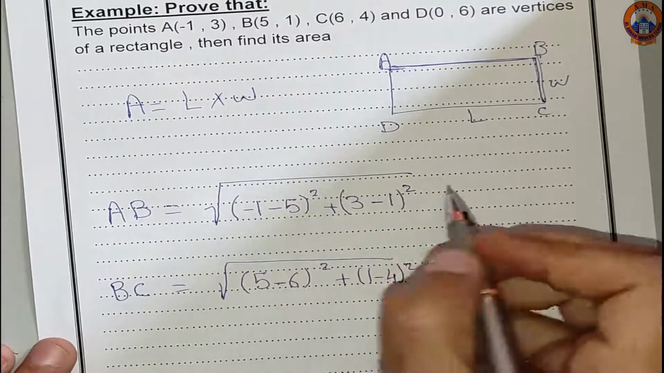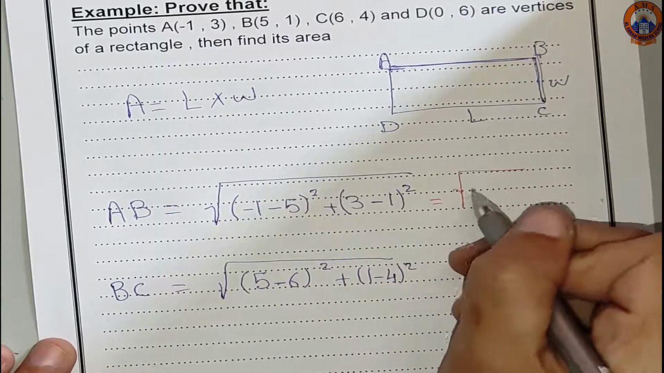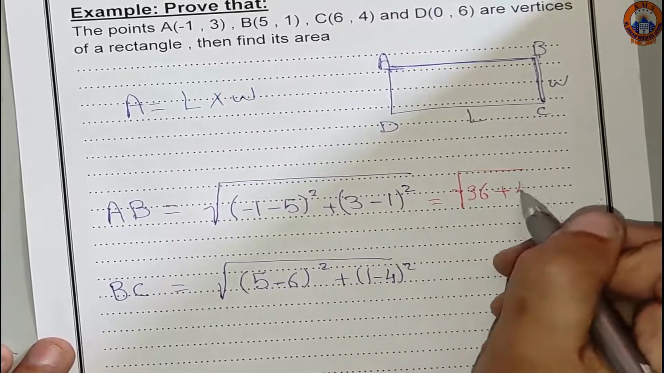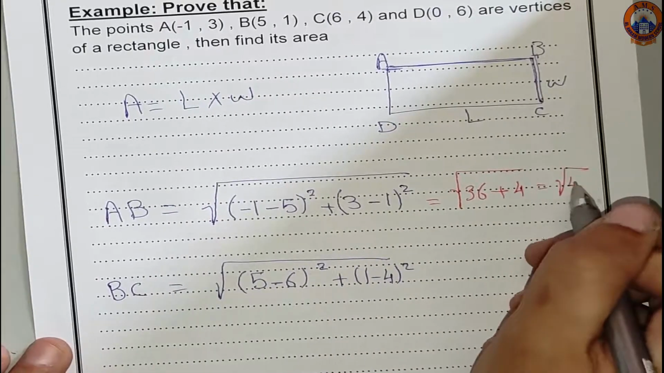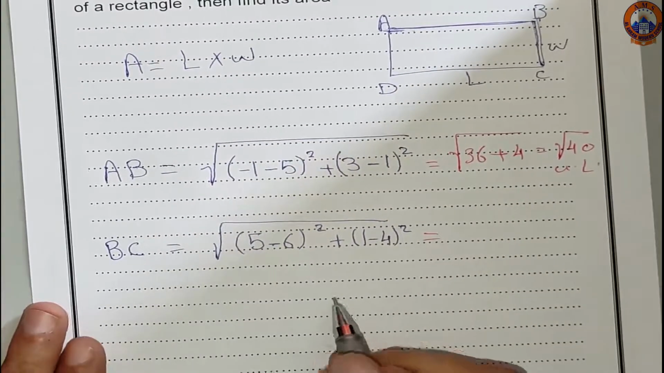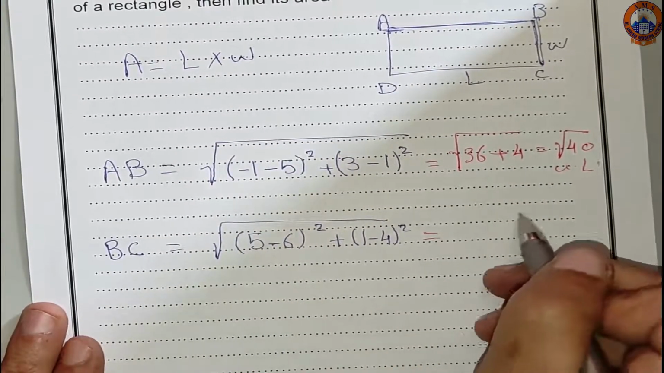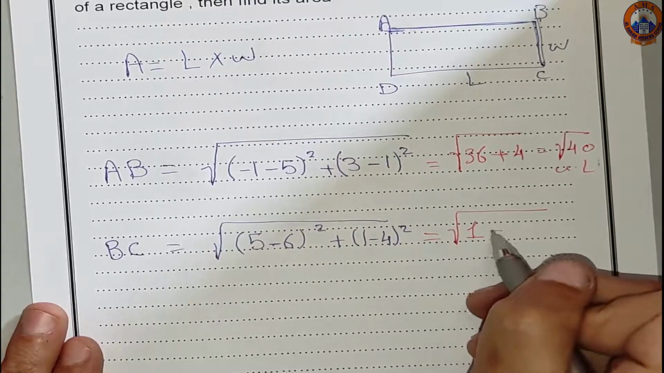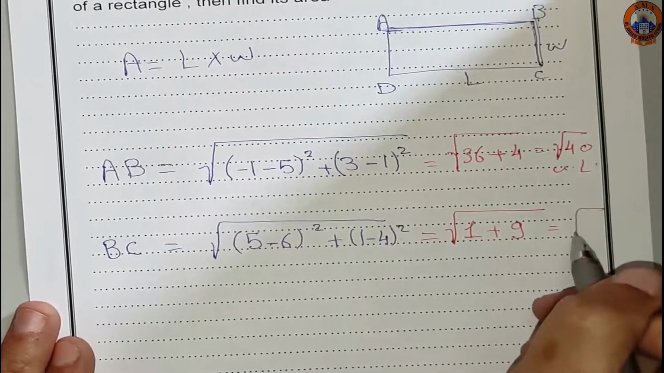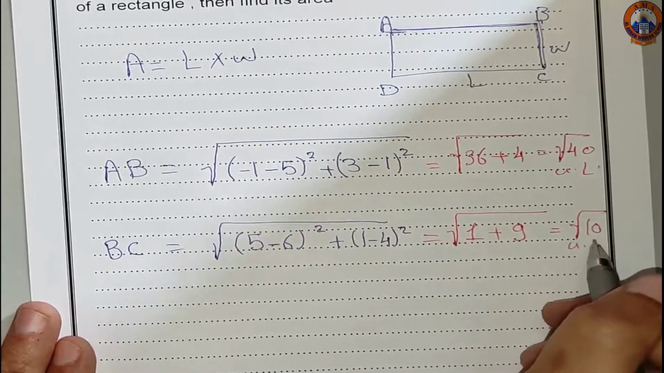Negative 6 to the power 2 equals 36, plus 2 to the power 2 is 4, so this is equal to root 40, and this is in unit lengths. And here 5 minus 6 is negative 1, squared it's 1, plus 1 minus 4 is negative 3, 3 squared is 9, so this is equal to root 10 unit lengths.